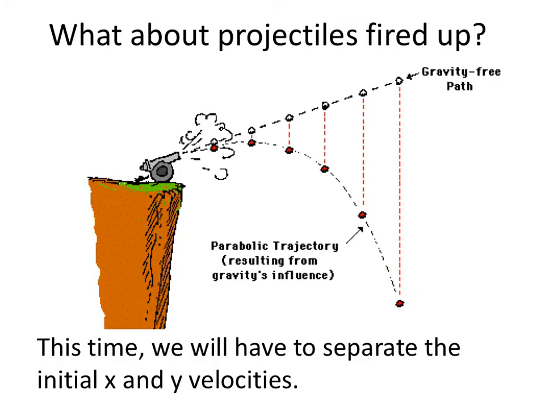So here's an example of a projectile fired up. Here's what we call the gravity-free path. If there were no gravity, it would just keep going in the exact same direction forever and ever, because we ignore air resistance. But there is gravity, and when we fire, it moves, but it falls each second down along this path. We call this a parabolic trajectory.